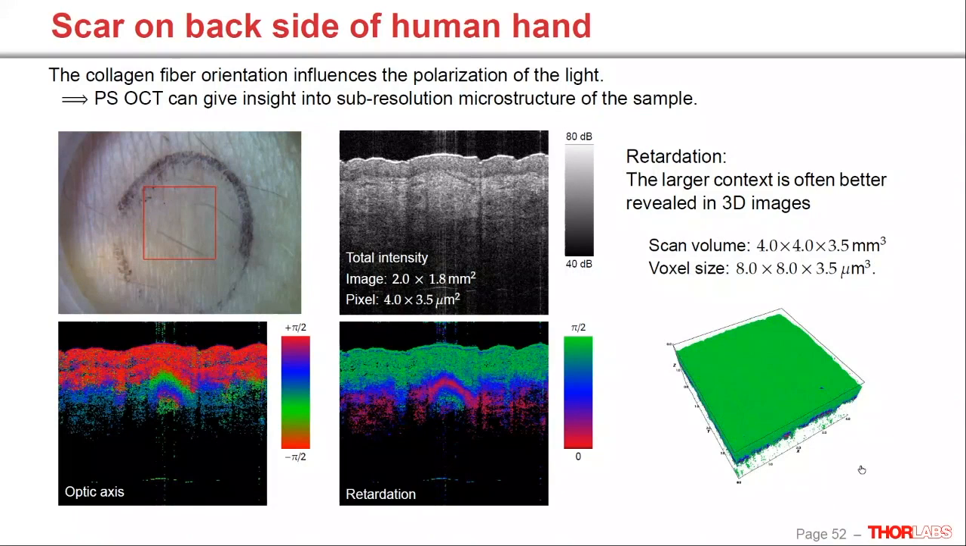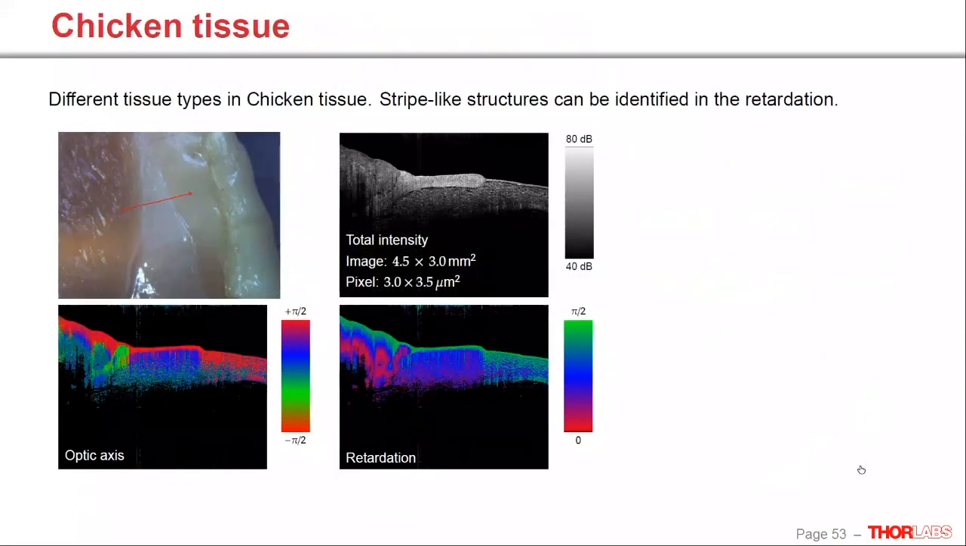Another tissue type that we can test is chicken tissue. So I just went to the supermarket and bought some chicken thighs and selected here this spot that looked quite interesting to me. So where we have some fat tissue on the right and some membrane in the middle and muscle tissue on the left.